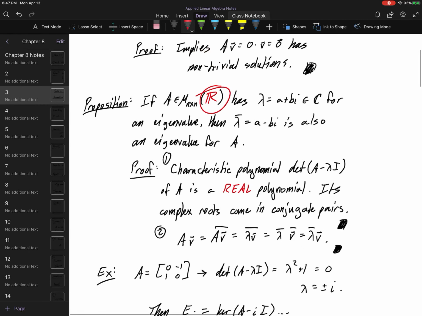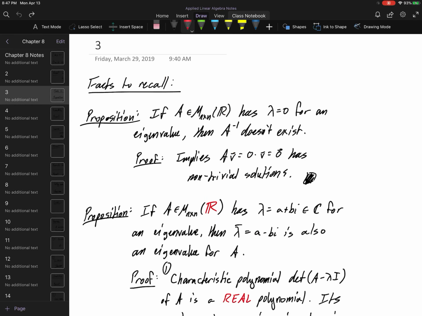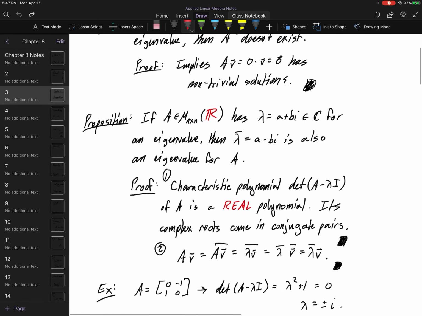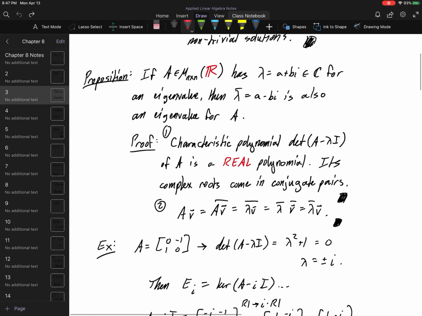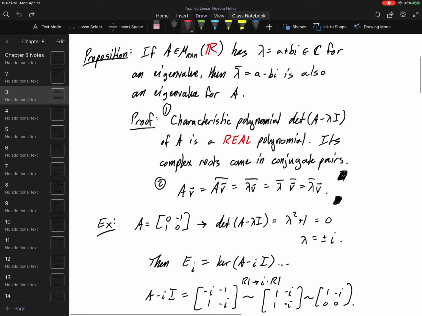Next proposition is what happens when you have complex eigenvalues. So specifically, if you are in a real matrix, right? If you have a matrix with real entries, then if you have a complex eigenvalue, you must also have that eigenvalue's conjugate as an eigenvalue. And the reason behind this is simply from algebra. So from the fundamental theorem of algebra, your characteristic polynomial is a real polynomial.